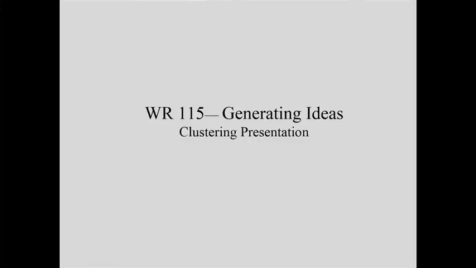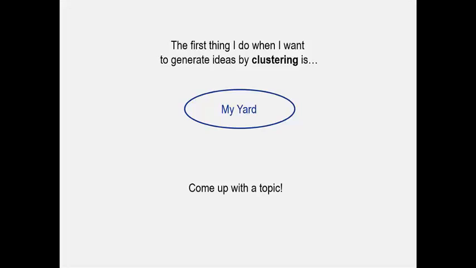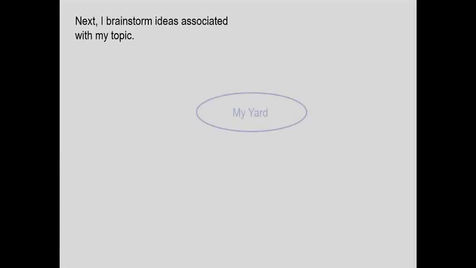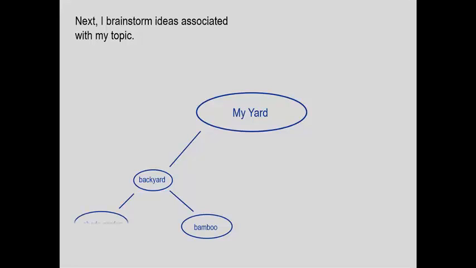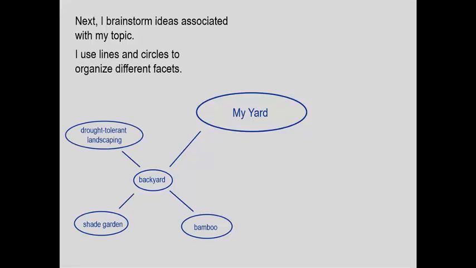The first thing I do when I want to generate ideas by clustering is come up with a topic. And I'm thinking about my yard because I'm very familiar with it and it's easy. The next thing is I want to brainstorm ideas that I associate with that. I start in the backyard and I think about the different plants I've got and the landscaping and all of that stuff. And I use lines and circles to organize these different facets or ideas.